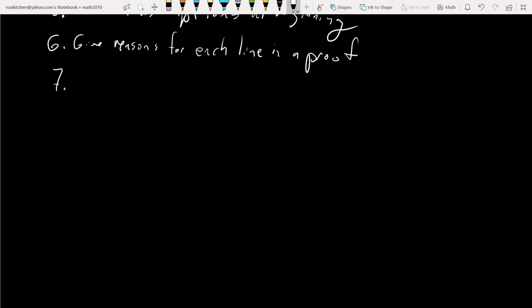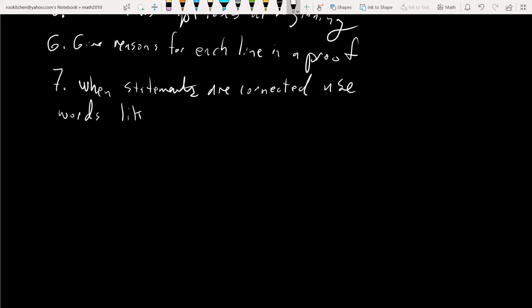Seven, when one line follows from another, use certain phrases. You want to let the reader know that two lines are connected. So when statements are connected, use words like since or because. Some words are kind of restricted in use. You don't want to just throw them all over the place. Okay, therefore, if you're introducing a variable, if it doesn't follow, then you're going to use words like note or observe.